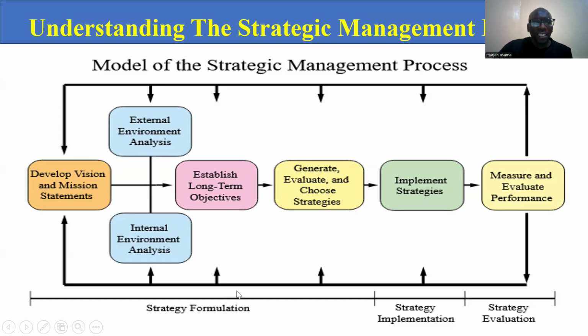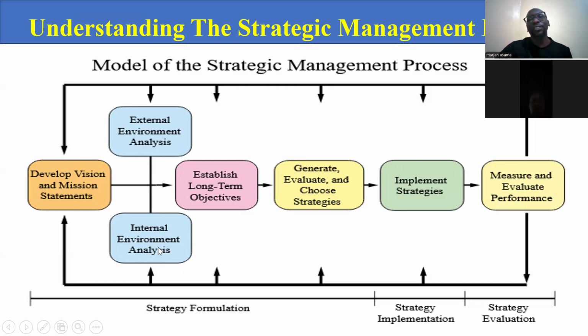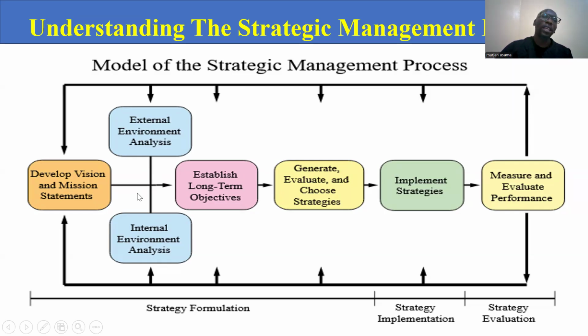So if you look at the strategy formulation, the first thing that appears in strategy formulation is you need to develop vision and mission. Then after that, you need to establish long-term objectives. So in our lesson today, we shall be talking about the vision, mission, and objective. Then in our next lesson, we shall talk about the environmental analysis, which is the external environment analysis and also the internal environment analysis. So this is what we shall be covering in our lesson today.